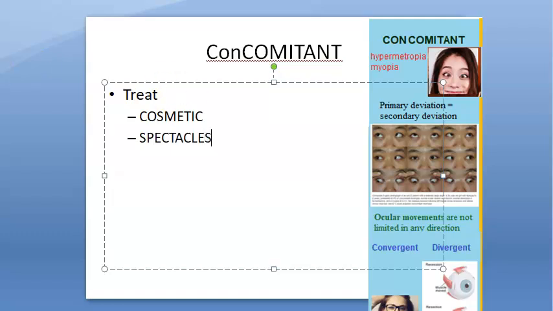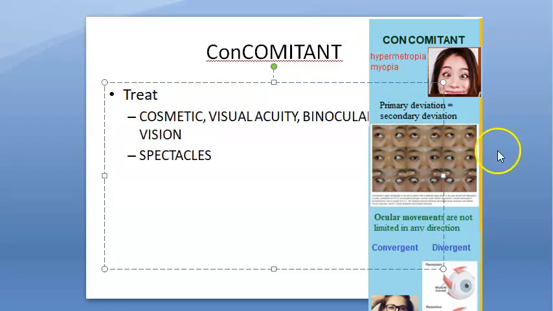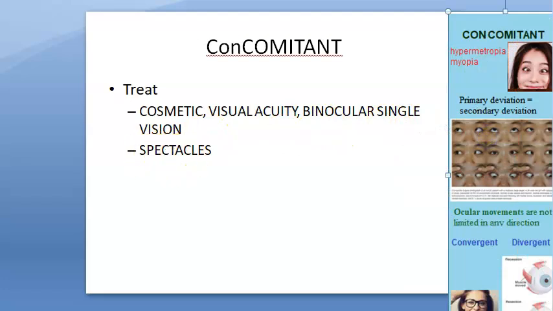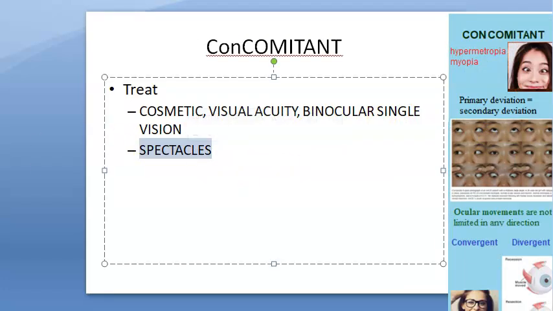Spectacles you will give with full correction of refractive error, right? So what exactly do these people want? They want cosmetic correction. They want to improve visual acuity, because obviously they can have some refractive error or accommodative error, right? Then they want to maintain binocular single vision. That means they want to see by both eyes, but they want to have a single image. Okay. Spectacles with full correction of refractive error.